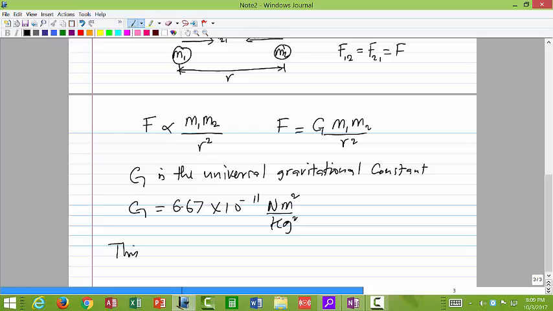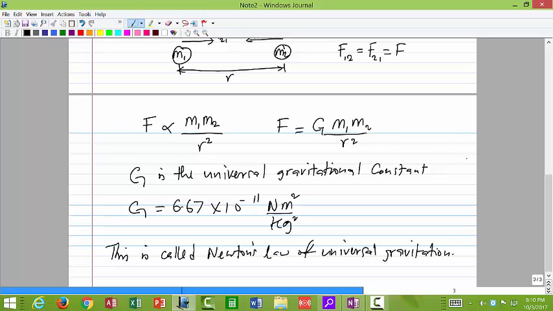What G means is that if you have two 1 kilogram masses at 1 meter apart, the force between them is 6.67 times 10 to negative 11. So it's a very tiny force. This quantity G was measured empirically by Cavendish years ago. So this is an empirical constant. It's the gravitational force between two 1 kilogram masses separated by 1 meter. This is called Newton's law of universal gravitation.